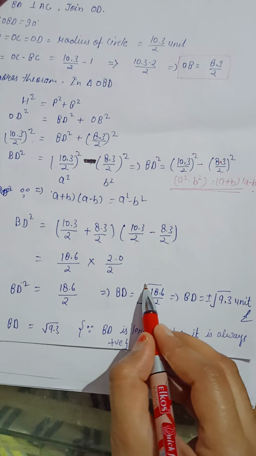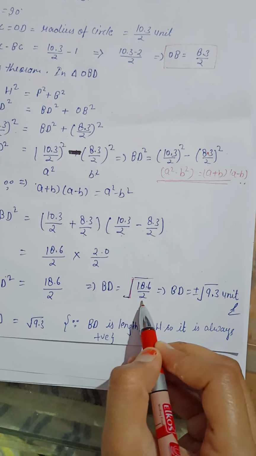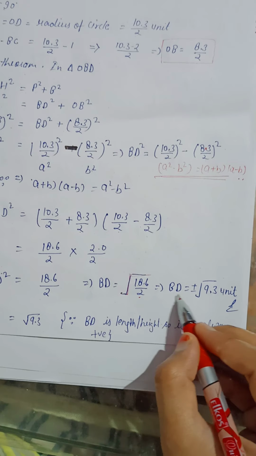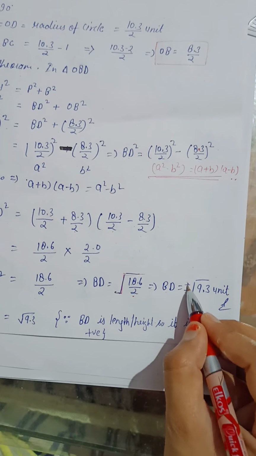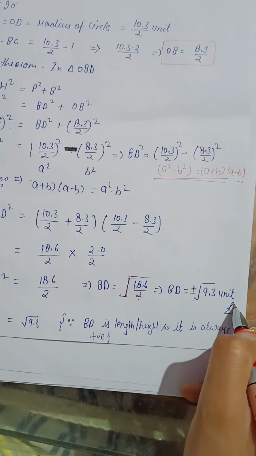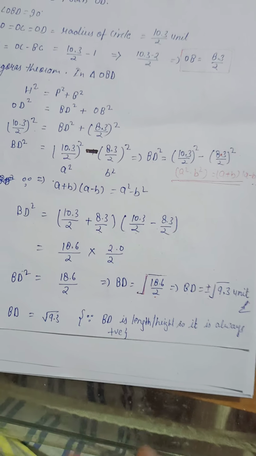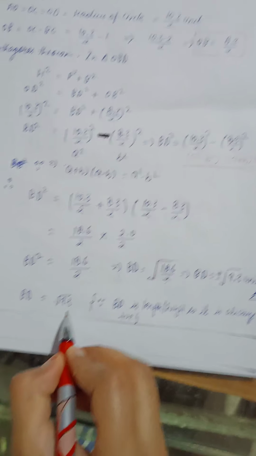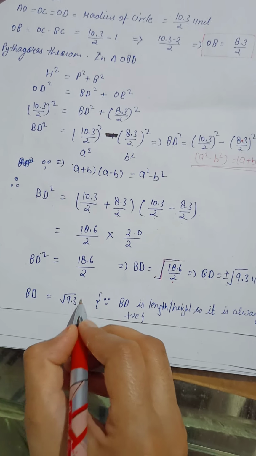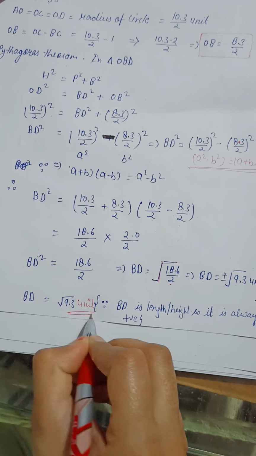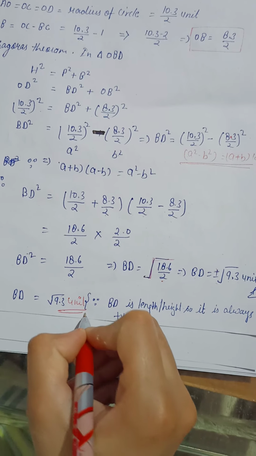So BD is equal to under root 18.6 by 2. Also we can say that BD is equal to plus minus under root 9.3 unit. We also know that the height or length will always be positive, so we can say that BD is equal to under root 9.3 unit. Understand?